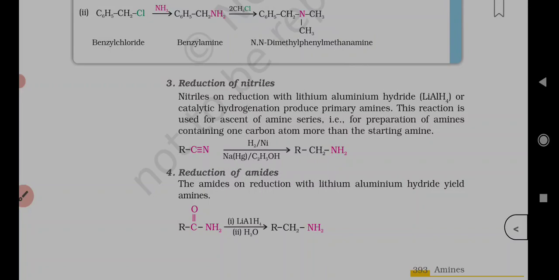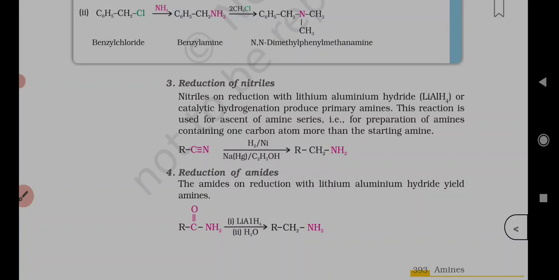It was colorless, but after some time I found that it became colored. How? Because on storage, due to atmospheric oxidation. Lower aliphatic amines are soluble in water because they can form hydrogen bonds with water molecules.